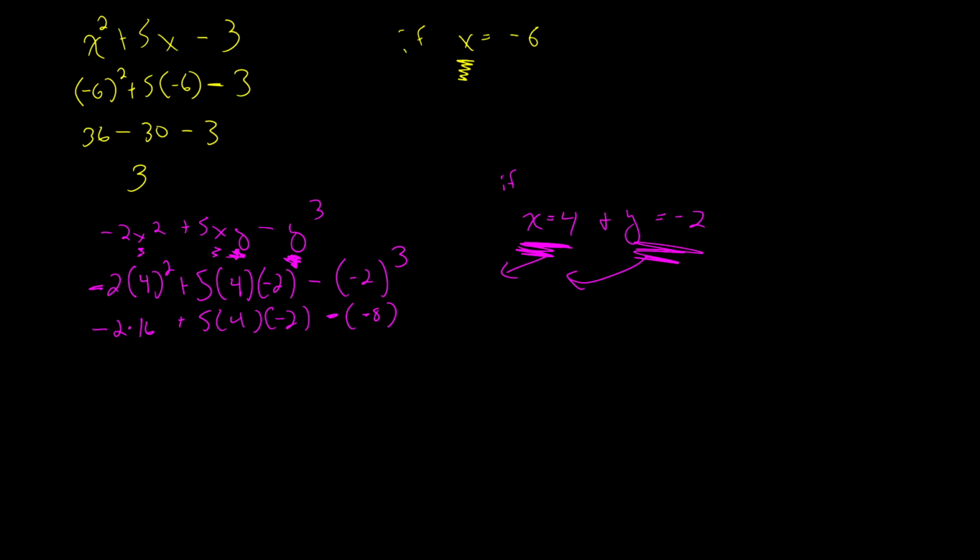Now I'll do my multiplications. -2 times 16 is -32. 5 times 4 is 20. And 20 times -2 is -40. And a negative times a negative is positive. And so now I get -72 plus 8, or -64.